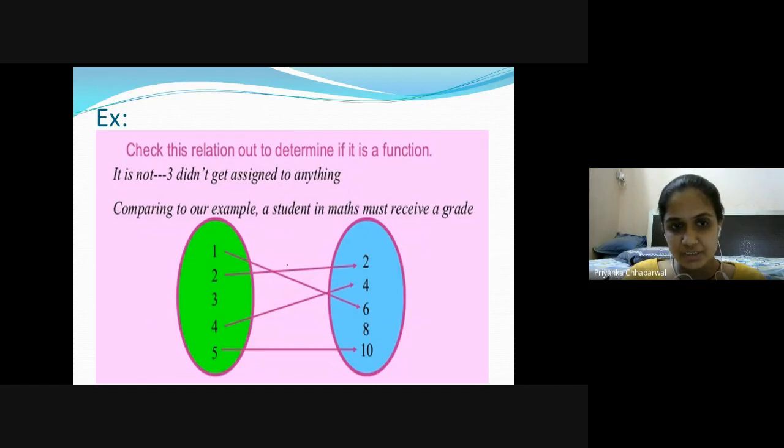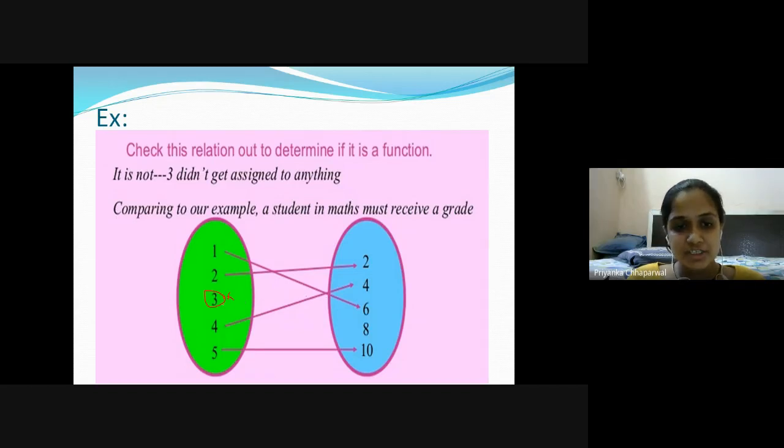check whether this relation is a function or not. So we see that 1 has 6, 2 has 2, but here 3 doesn't have any image. So it is not possible that a student gets no grade. Even if the student fails, they still get a grade. So it is compulsory that a student in maths must receive a grade. So it is not a function.